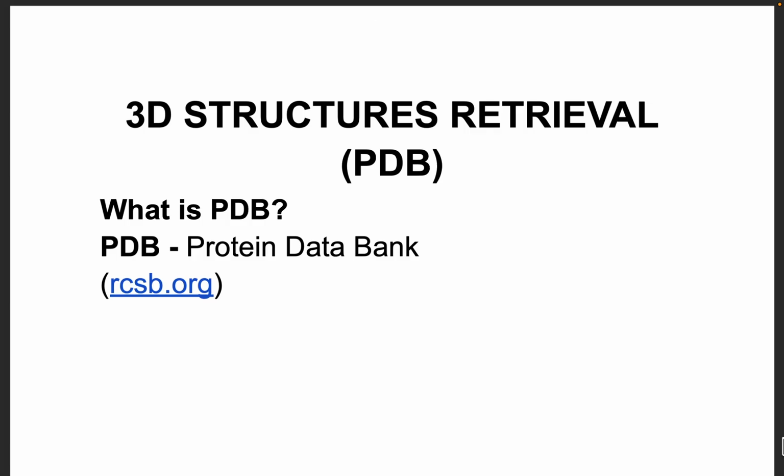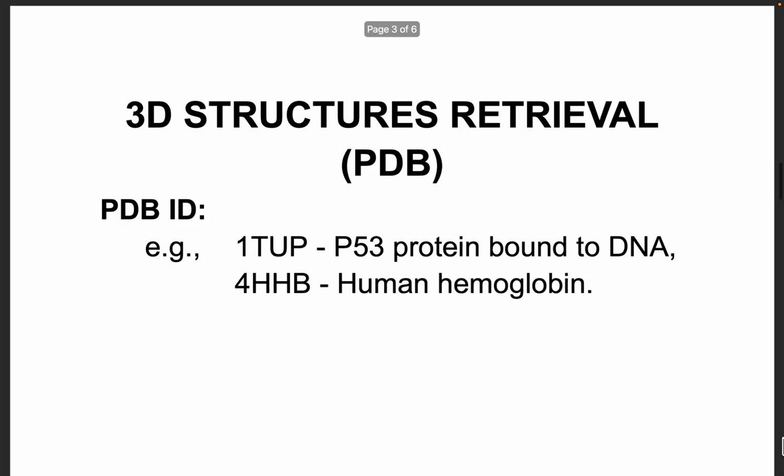PDB, the Protein Data Bank, is one of the oldest open access biological databases in the world. It was established in 1971 at Brookhaven National Laboratory, and it currently holds over 230,000 biological macromolecule structures, with every entry having a 4-character PDB ID. And just like the NCBI has accession numbers, in this case we have the PDB ID. For instance, 1TUP indicates P53 protein bound to DNA, and 4HHB indicates the human hemoglobin.